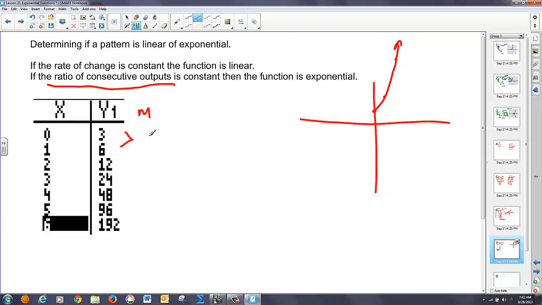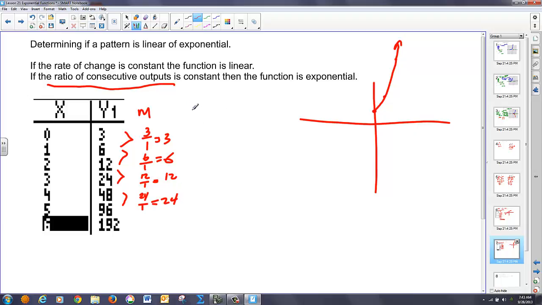M is basically 3 over 1. The slope here is 6 over 1. So that's equal to 3, 6. Slope here is 12 over 1. So we got 12, etc. This guy is going to be 24 over 1, which is 24.